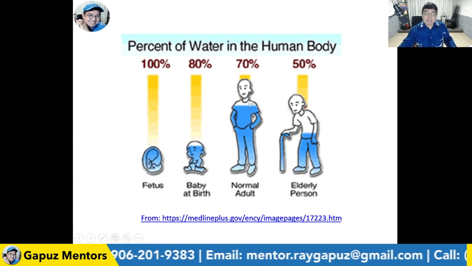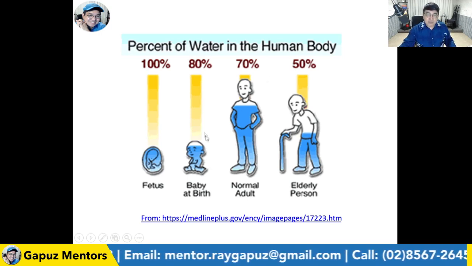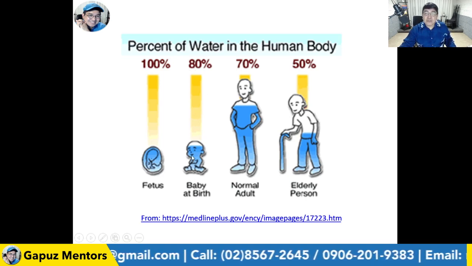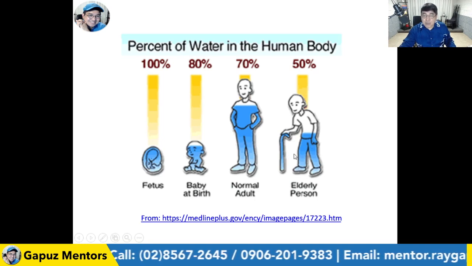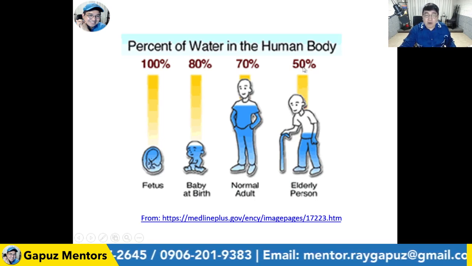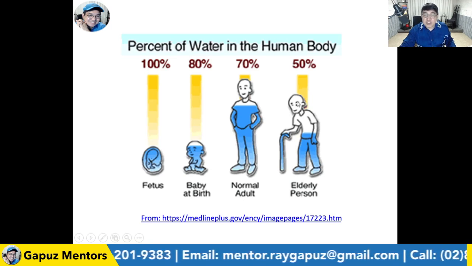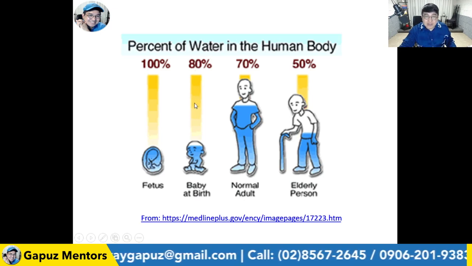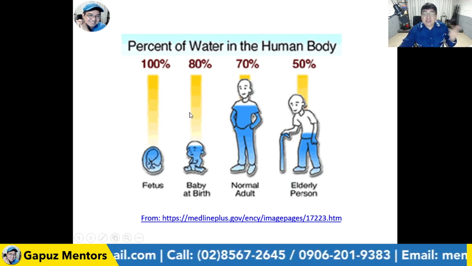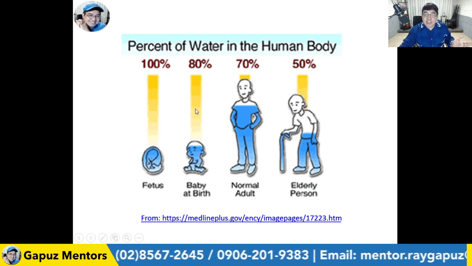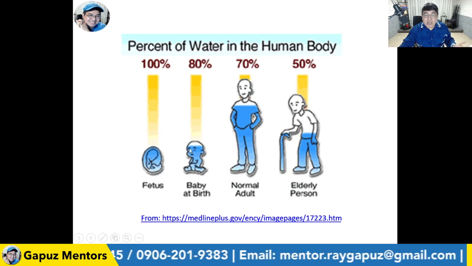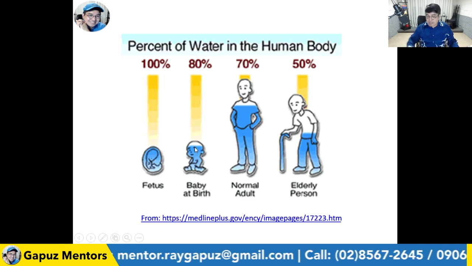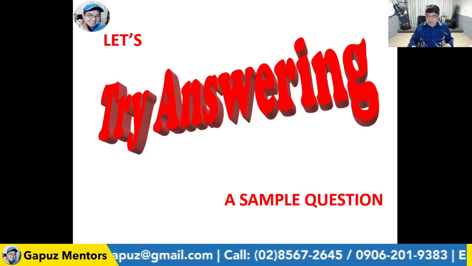So, if you have a baby who is dehydrated, whose 80% of body weight depends on the amount of water, they're going to have more severe dehydration than the elderly whose body weight depends on 50% of water in the body. So, which simply means between the elderly and the neonate, the neonate could be more at risk to the complications of severe dehydration. So therefore, if we are being asked to choose which one should we prioritize, we need to prioritize the neonate or the baby. Okay? So let's try answering a sample question.